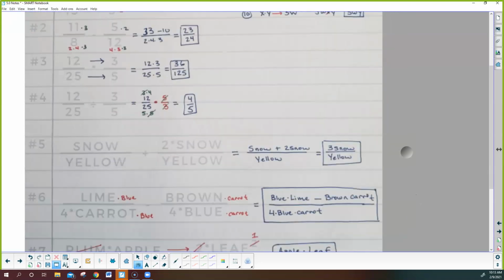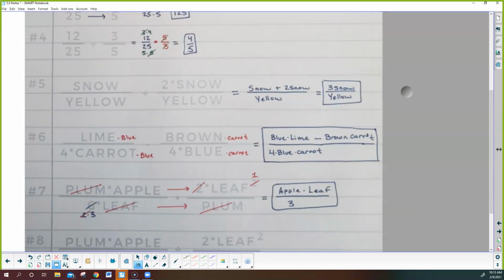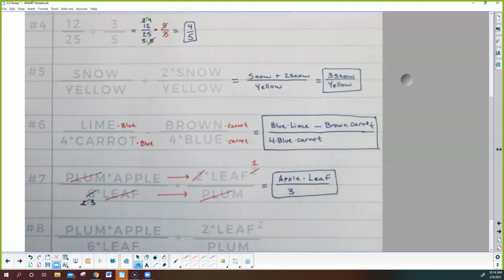All right, number 5. We already have the same denominators, so you're just adding 1 snow plus 2 snows, which equals 3 snows over yellow. And then number 6, we've got 4 caret minus 4 blue. Well, I need a blue in this denominator and a caret in this denominator, so we're going to multiply top and bottom. That leaves me with blue lime minus brown caret. Sounds delicious, doesn't it? Over 4 blue caret, and there is no common factors between blue lime and brown caret, so I cannot reduce this at all.